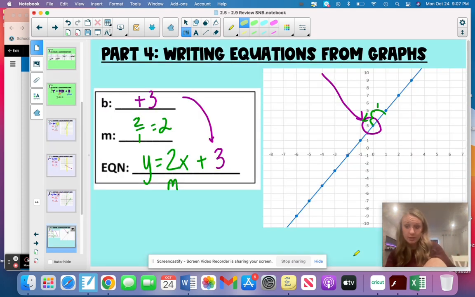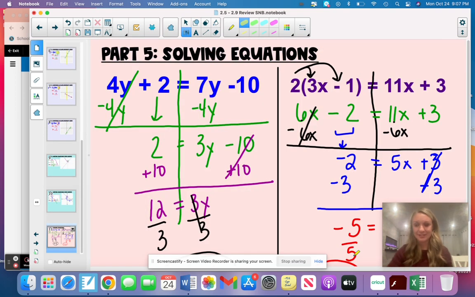Looking at an equation, looking at a graph and writing the equation for it, and finally solving equations. So make sure you get your stations packet done.